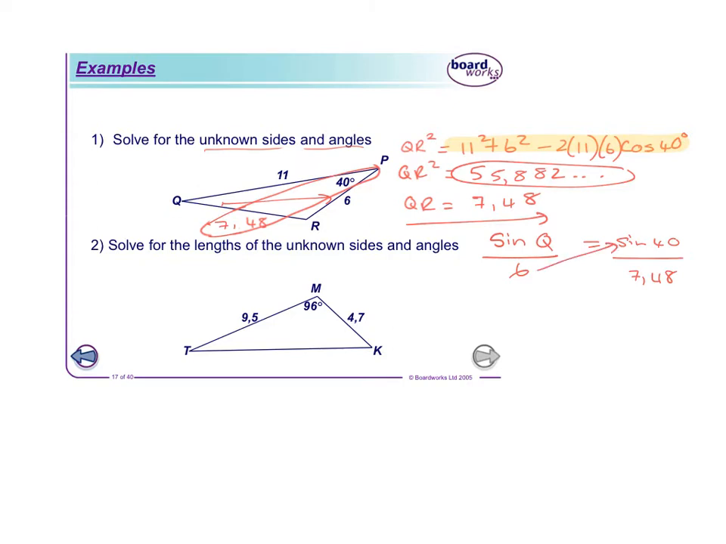So then I'm going to multiply that 6 across. And then in my calculator, click Shift Sine, and then get my Q as an angle. So I get Q to be 31,04 degrees. Again, you could have used the cosine rule, but it's more complicated because you end up having to rearrange. And then from that, we can say angle R is equal to 180 minus 40 minus 31,04.